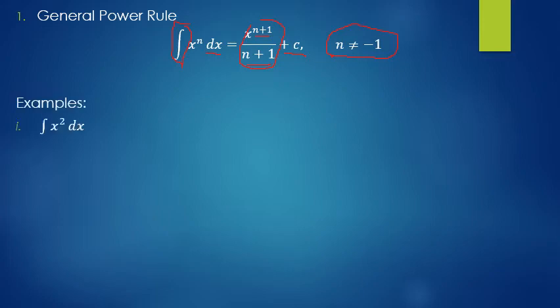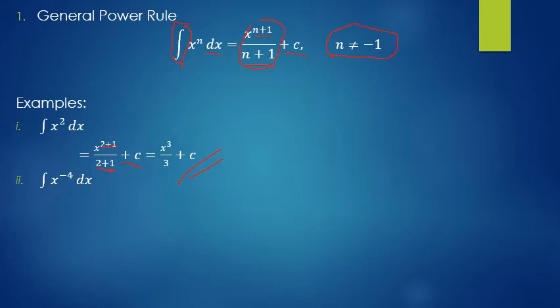So let's say we are going to integrate x squared dx. So the exponent here is 2. So what we would be simply doing is add 1 to 2, the exponent, and then make the denominator 2 plus 1. So again, whatever is your exponent, that is also your denominator. And then add c. So of course 2 plus 1, that is 3. So our final answer is x cubed over 3 plus c.